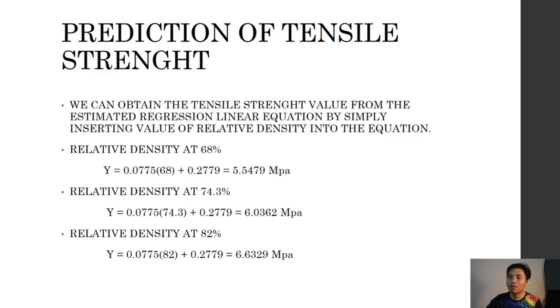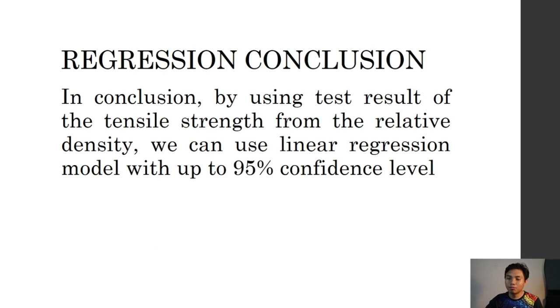So, the prediction of tensile strength. We can obtain the tensile strength value from the estimated linear regression equation by simply inserting the value of relative density into the equation. For relative density at 68%, the tensile strength will be y equals 0.0775 times 68, plus 0.2779, which is equal to 5.5479 megapascal. For relative density at 74.3%, the tensile strength will be 6.0362 megapascal, and at 82%, the tensile strength will be 6.6329 megapascal. From the analysis, we can conclude that by using the test result of the tensile strength from the relative density, we can use the linear regression model with up to 95% confidence level. Thank you.